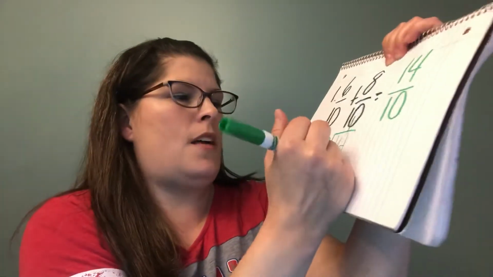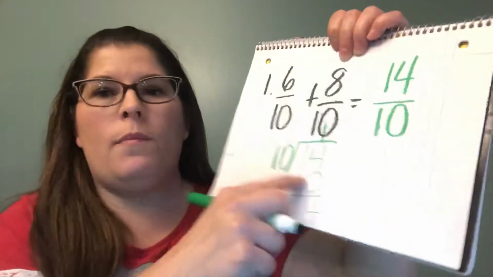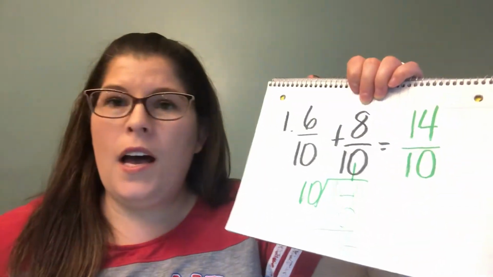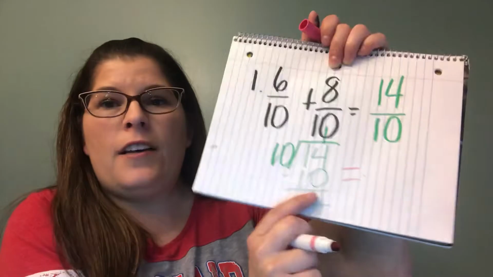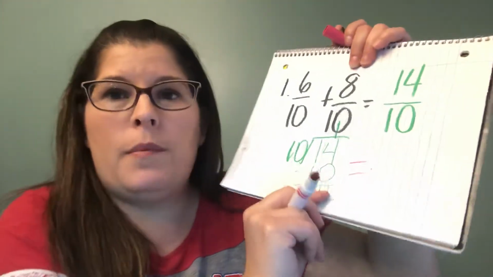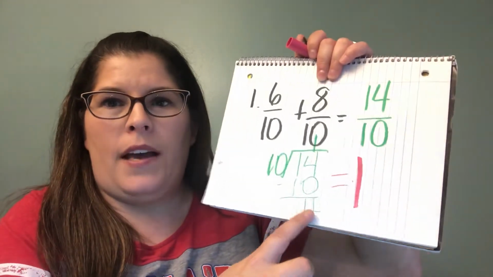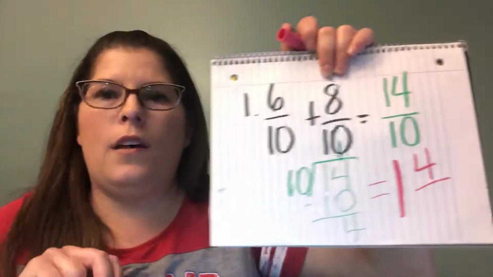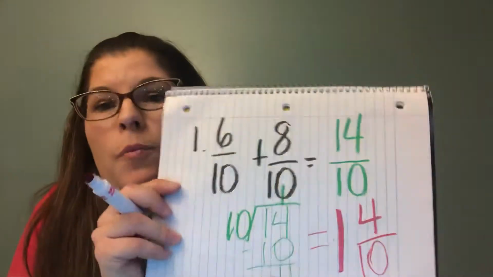1 times 10 equals 10. 4 minus 0 equals 4. 1 minus 1 equals 0. This is my new numerator, and this is my whole number. So, as a mixed number in its proper form, it's going to be 1. My remainder turns into my new numerator, 1 and 4. That 10 does not change, guys. That stays the same denominator. So 1 and 4/10.